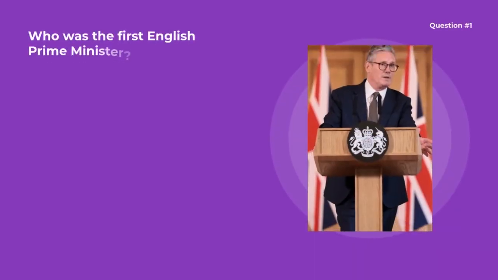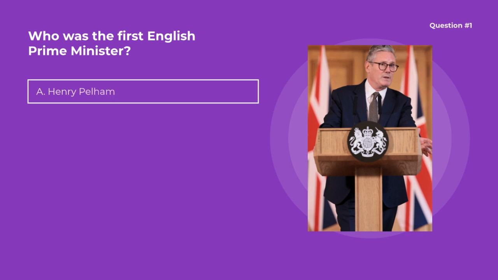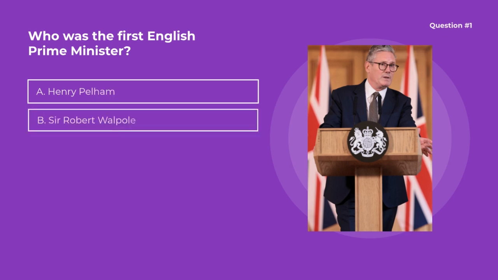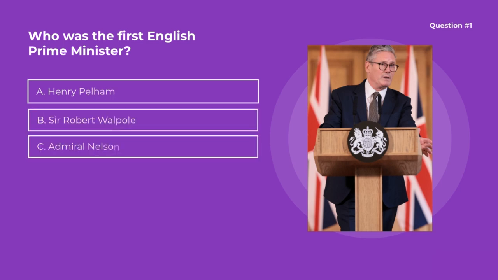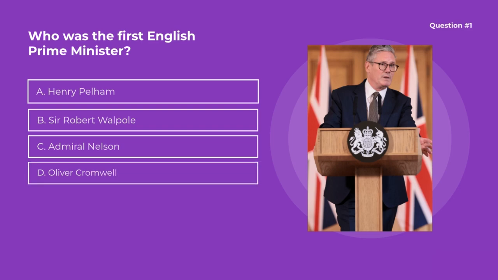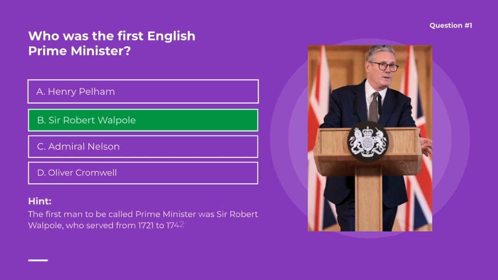Question number 1. Who was the first English Prime Minister? Options are A. Henry Pelham, B. Sir Robert Walpole, C. Admiral Nelson, D. Oliver Cromwell. The correct option is B. Sir Robert Walpole. The first man to be called Prime Minister was Sir Robert Walpole, who served from 1721 to 1742.